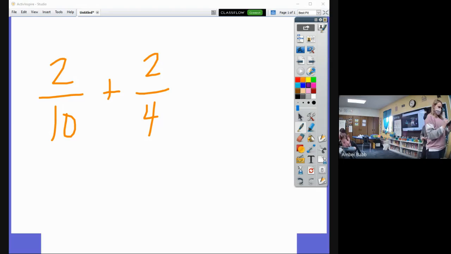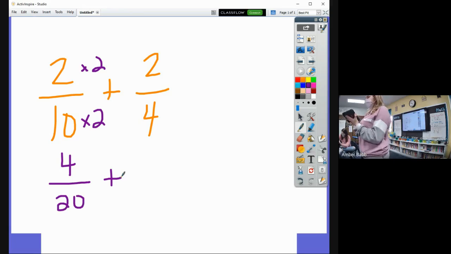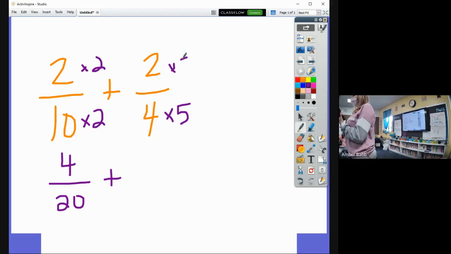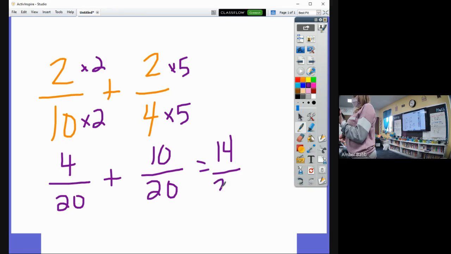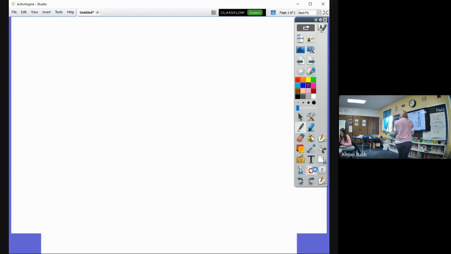All right, so on this one, let's look at this one, guys. I'm going to take it to 20. To get my 10 to a 20, I'm going to multiply by 2, which would give me a 4 over 20. Over here, to get my 4 to turn into a 20, I need to multiply by 5, which would give me a 10 over 20. Then I end up with 14 over 20. I can divide this by 2, which would give me 7 over 20 divided by 2, which is 10. 7 tenths.